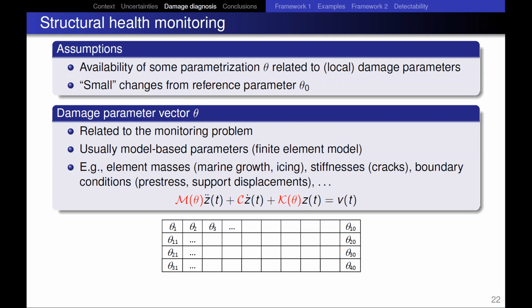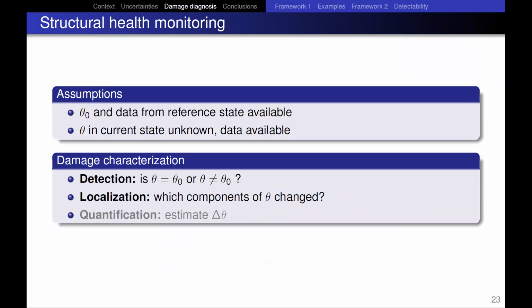So theta 0 is the parameter in the reference state. In the reference state, we assume that we have our parameter theta 0 known, and we have data available from the reference state. Our parameter in the current state, for which we want to analyze the system, is unknown, and we have data available also in that state. For the damage characterization, we do not want to estimate the new parameter in the new state, but rather answer simpler questions: has our parameter changed or not for the detection, and which components of the parameter have changed, without knowing the parameter, for the localization.